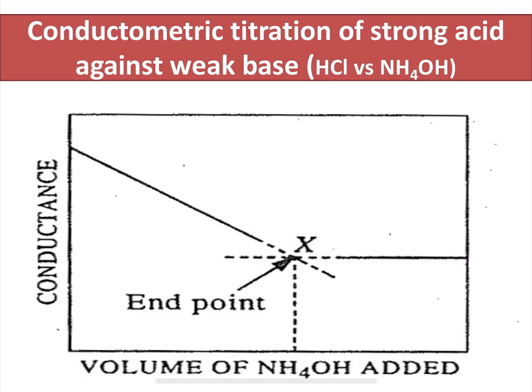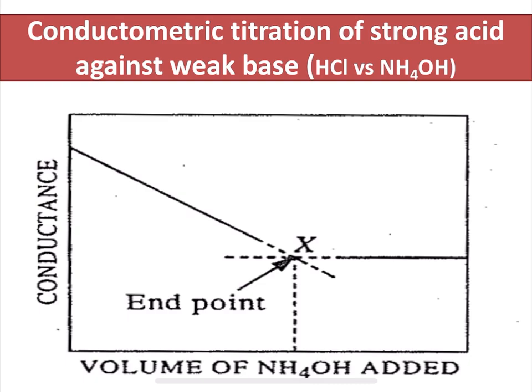The procedure is the same. If you check your textbook, the procedure will be the same for all the cases. 50 ml of the hydrochloric acid will be pipetted out into the beaker, a clean conductivity cell is dipped into it, and the zeroth conductance measurement is taken. First we have to measure the zeroth conductance value, which is very important. From there only the graph is going to start. Before adding any titrant, in this case before adding ammonium hydroxide, we have to measure the conductance.